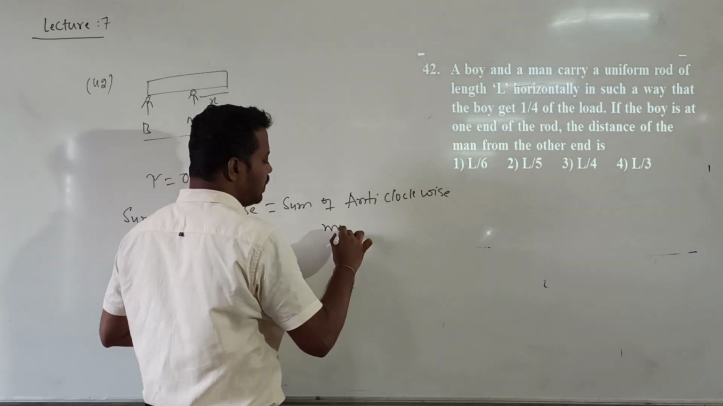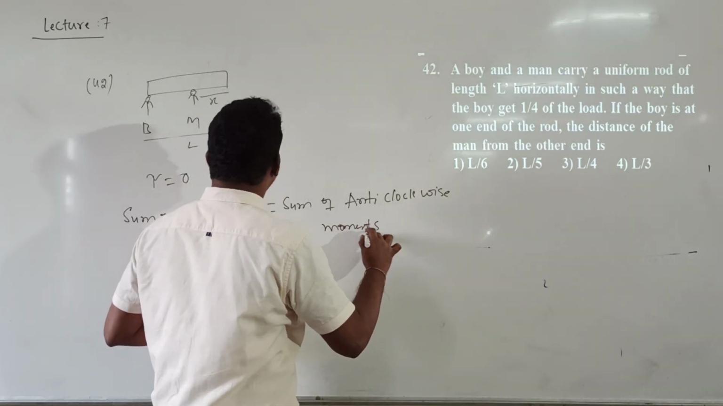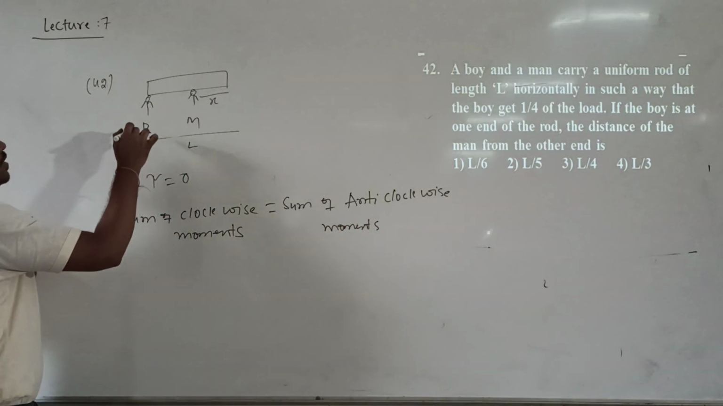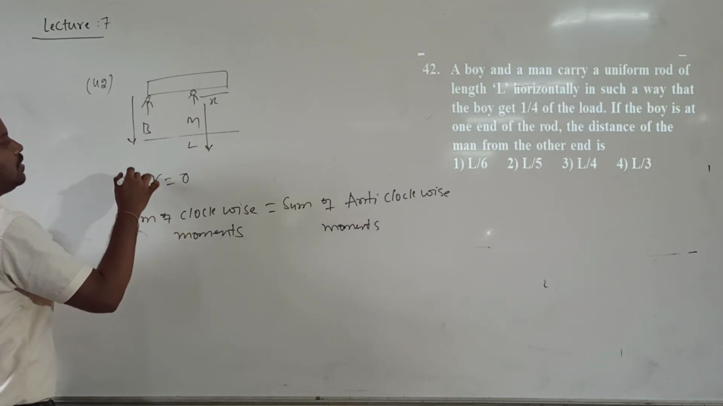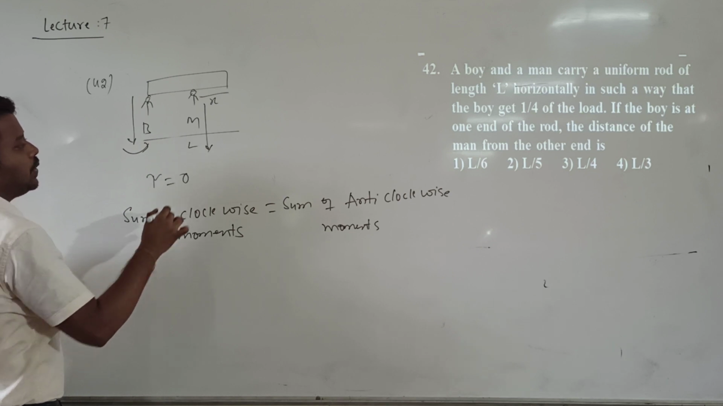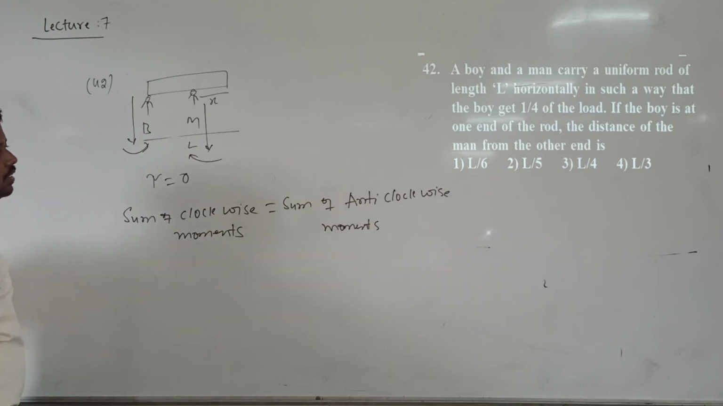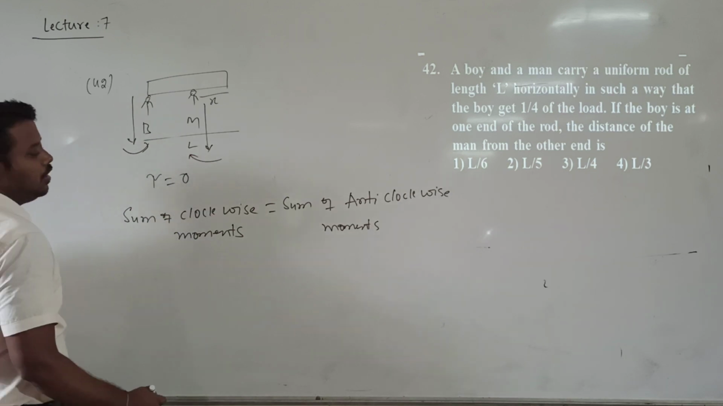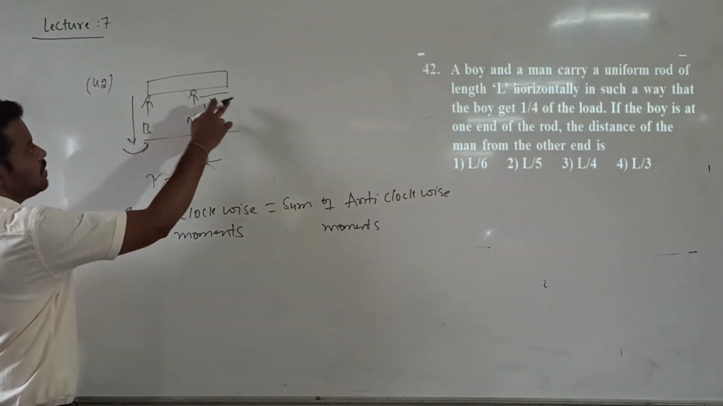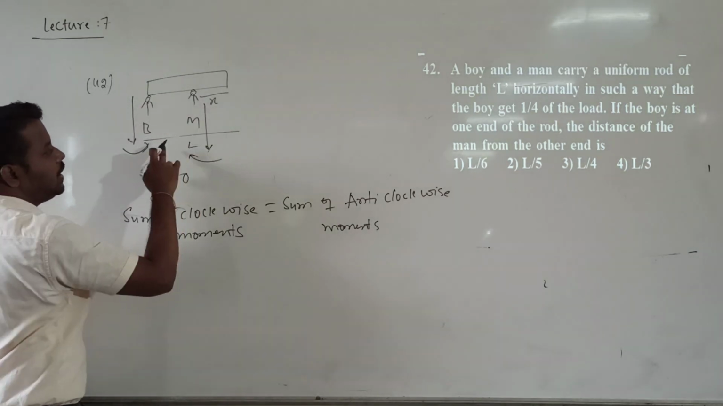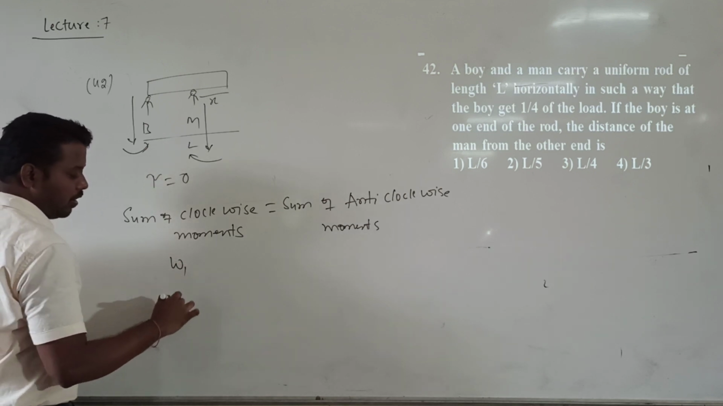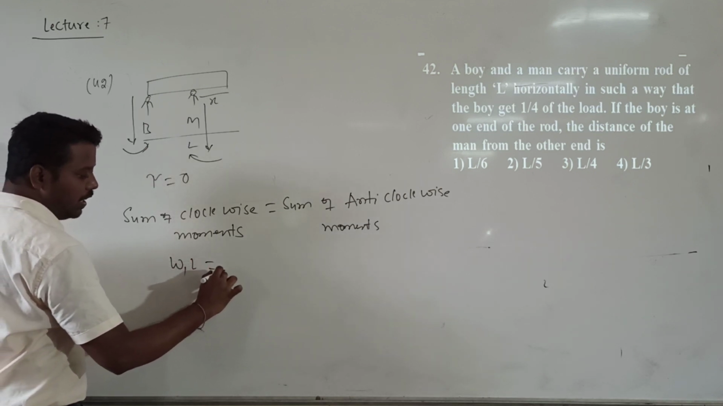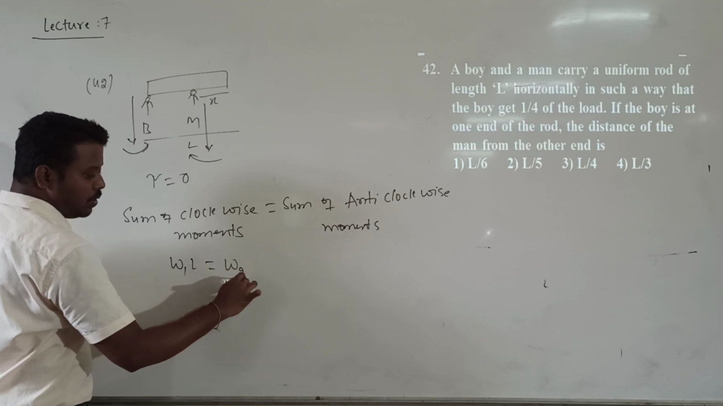Correct? Here, what is the force value? It is nothing but weight. The weight acts on the boy vertically downwards, and the weight acts on the man vertically downwards. It will rotate like this, anti-clockwise, and it will rotate clockwise. So what do I get for the moment? Moment is equal to weight into distance. What is the distance of the boy from one end? L. The weight borne by the boy, can I call it W1? W1 into L will be equal to the weight held by the man.